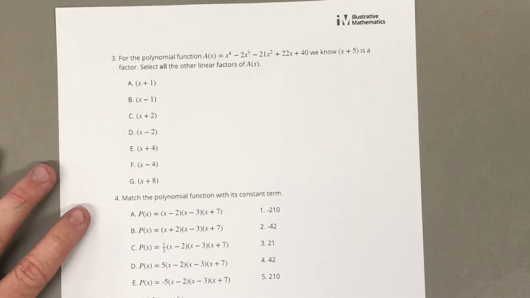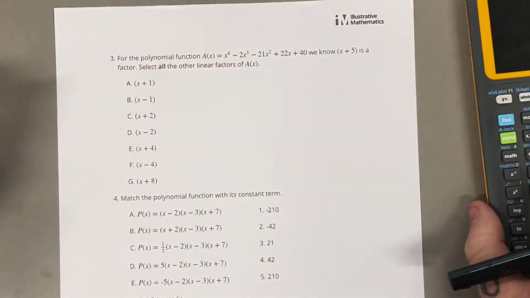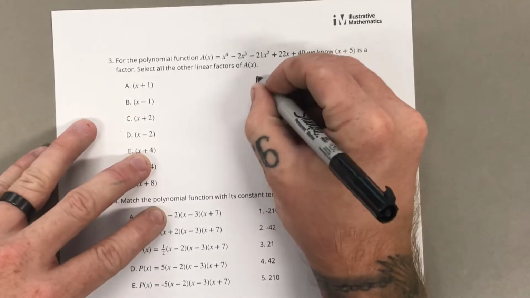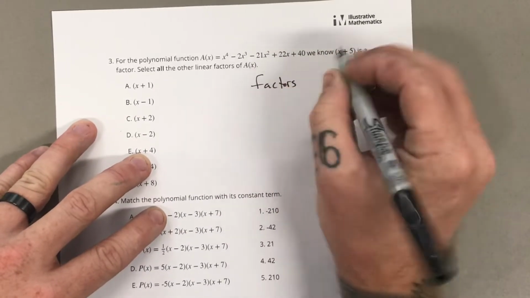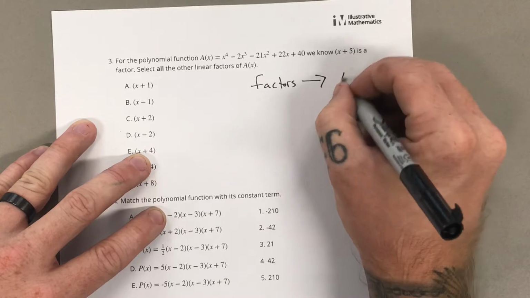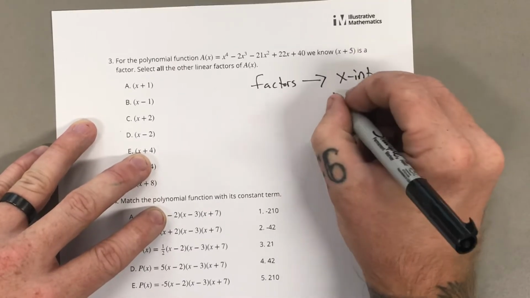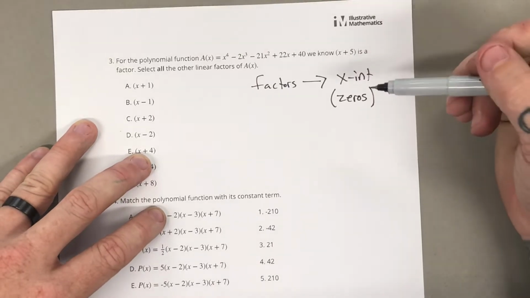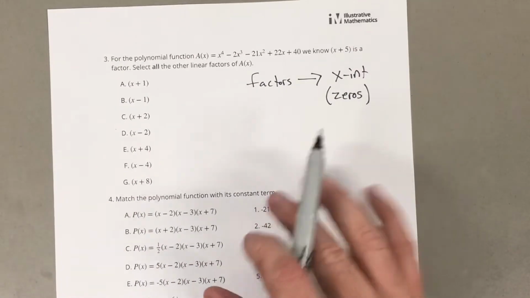So for the polynomial function right here, we know that x plus 5 is a factor. Select all the other linear factors. So remember that factors give us x-intercepts, or what we call zeros. So instead of dividing this out, we're just going to put it in the calculator and see where the x-intercepts are.